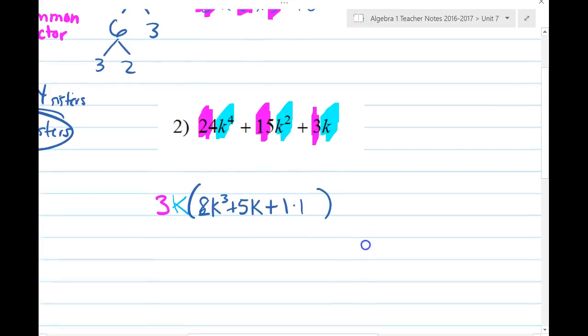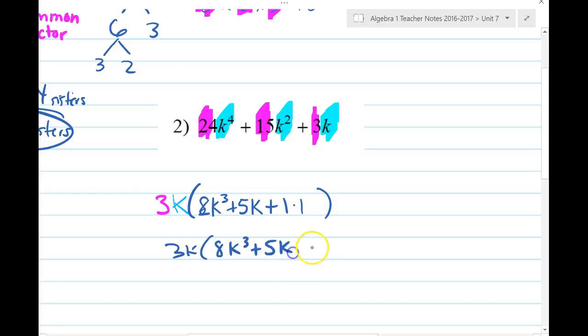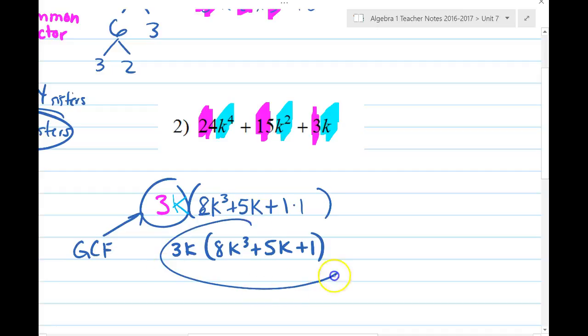Okay, so let's simplify it. Let's get rid of some of those 1's. So now we have 3k times 8k to the 3rd plus 5k plus 1. 1 times 1. Now let's clean this up a little bit. Our GCF. And remember, that's our GCF there. Okay, and that's our answer. We've broken it down as much as we could. Okay, we factored out our GCF.